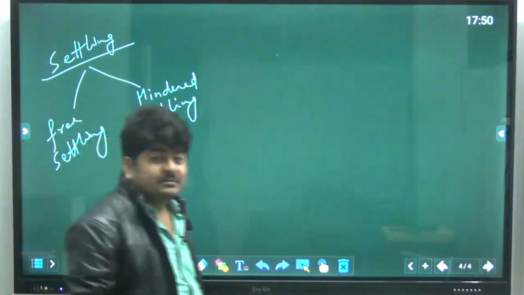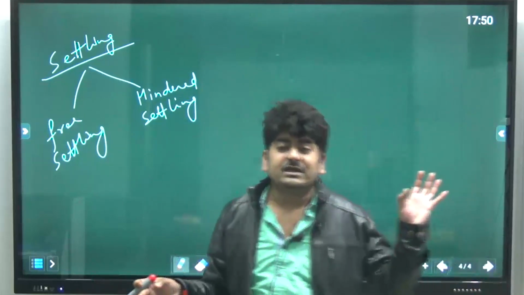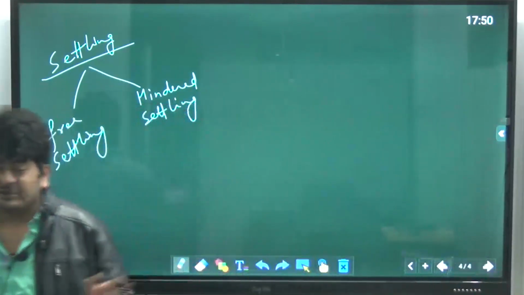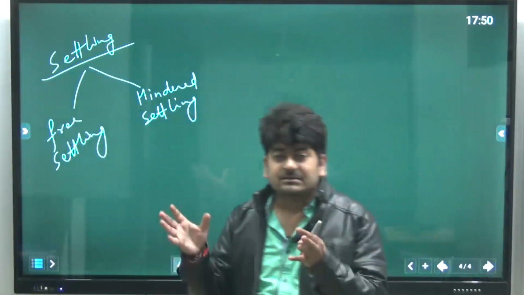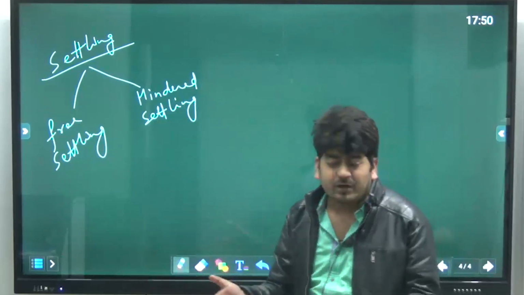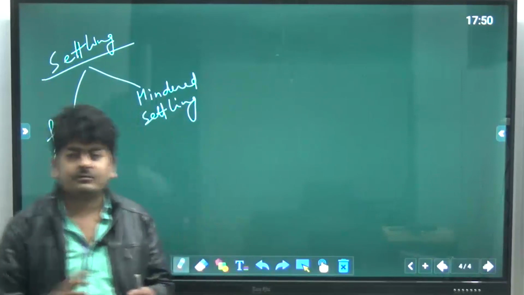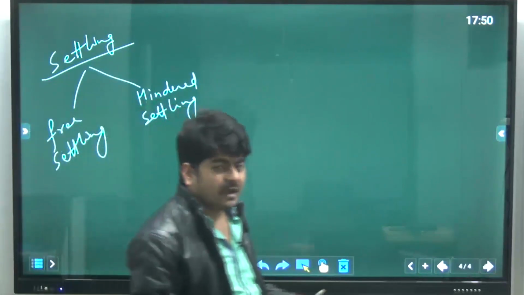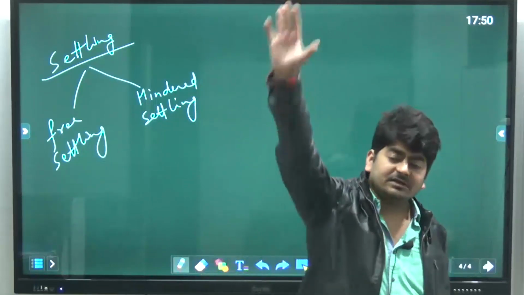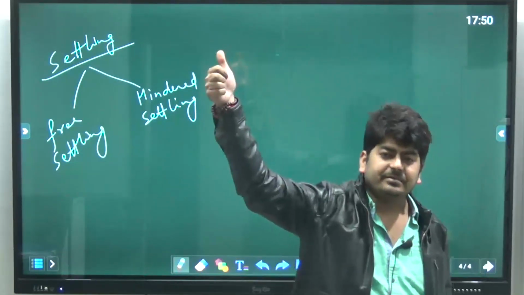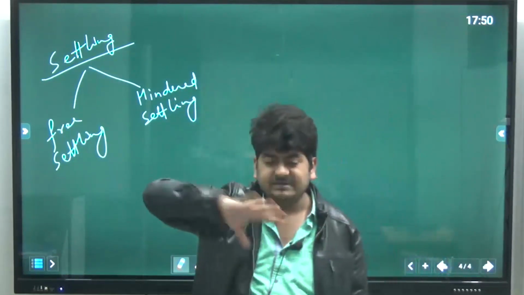As the name suggests, free settling means free. As I told you in the last class when we were talking about the terminal settling velocity, if you are driving your motor vehicle, a bike, car, bicycle, scooter, aeroplane, whatever it is, on a highway which is on a straight path, there is no speed breaker, no pothole, nothing. Every road is smooth. Perfect.